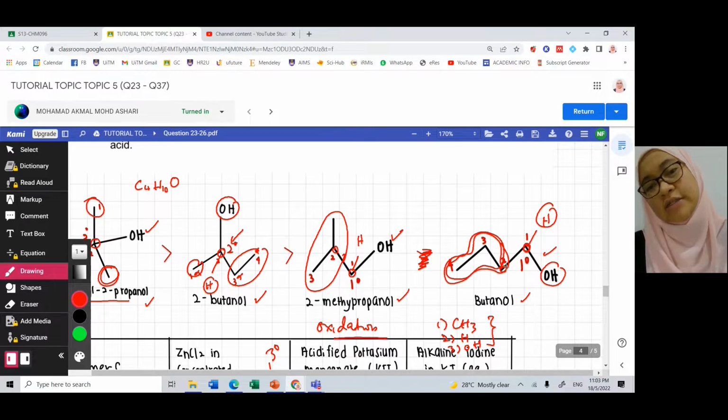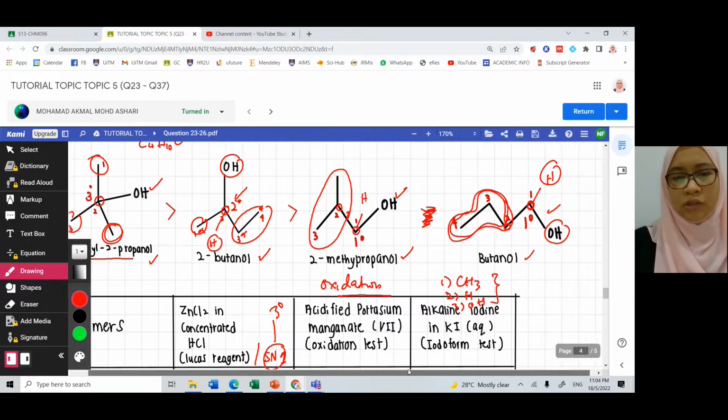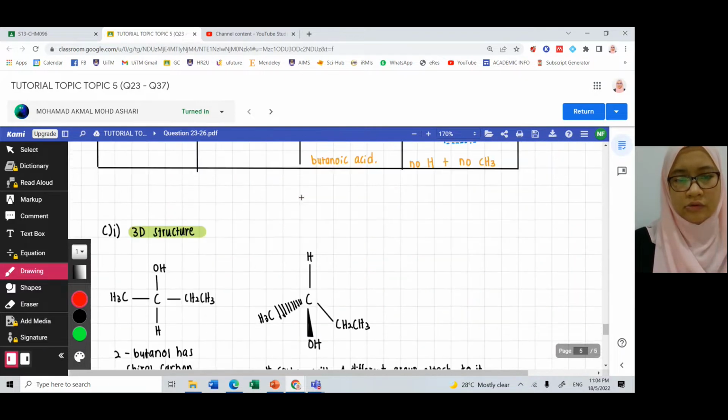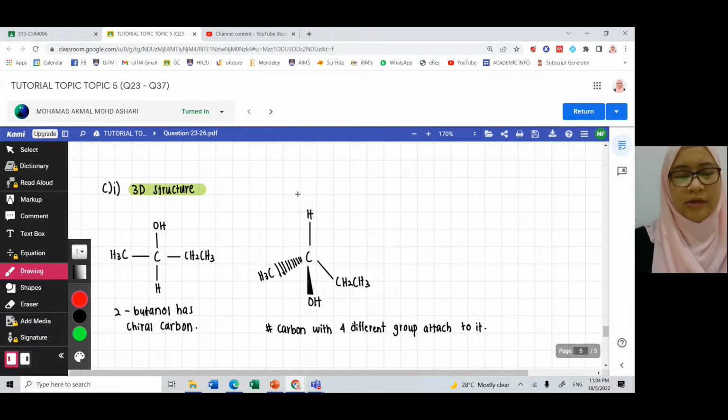kebanyakannya dia primary dengan secondary kan. Primary dengan secondary. So dia ada dua hydrogen kat sini. Ini ada dua hydrogen. This one also has two hydrogen. This also has two hydrogen. This one has three hydrogen. Okay. Right. So the one that is optically active is only 2-butanol. Okay. All right. So 2-butanol has a chiral carbon.